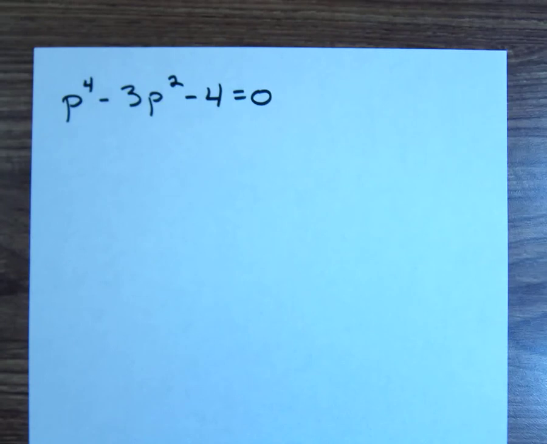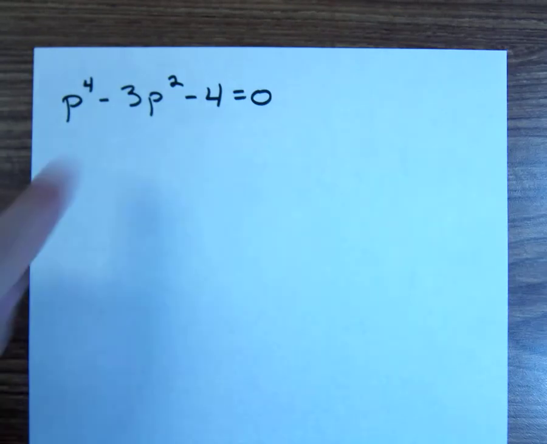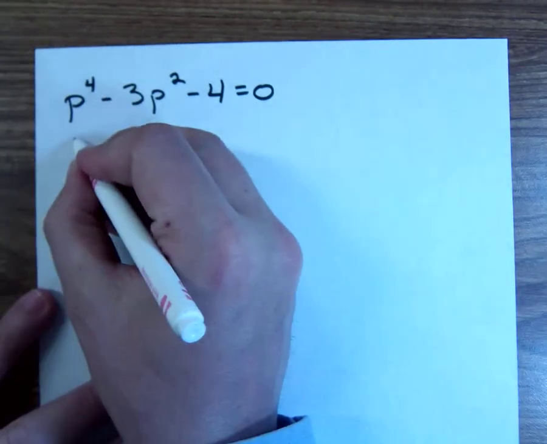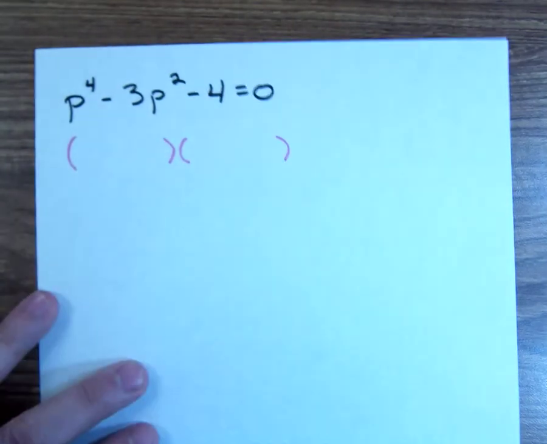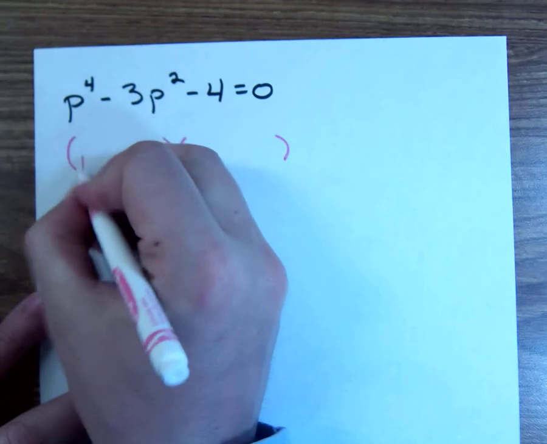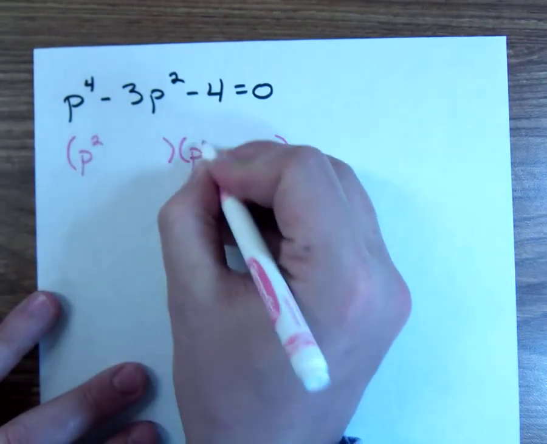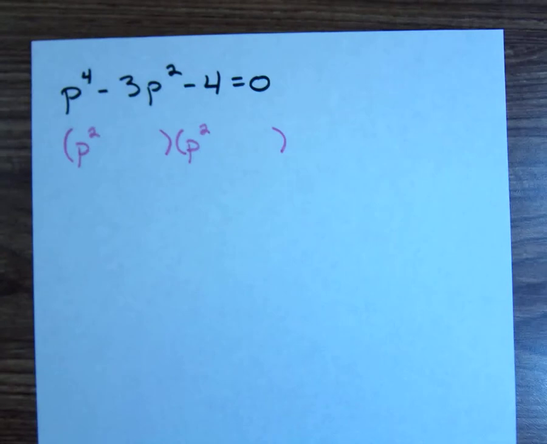So, believe it or not, this problem can be factored. True story. Instead of starting with p squared, it starts with p to the 4th. But all that means is when I write the parentheses, instead of each parenthesis starting with p, they start with p squared. Now it functions exactly the same as it did before.